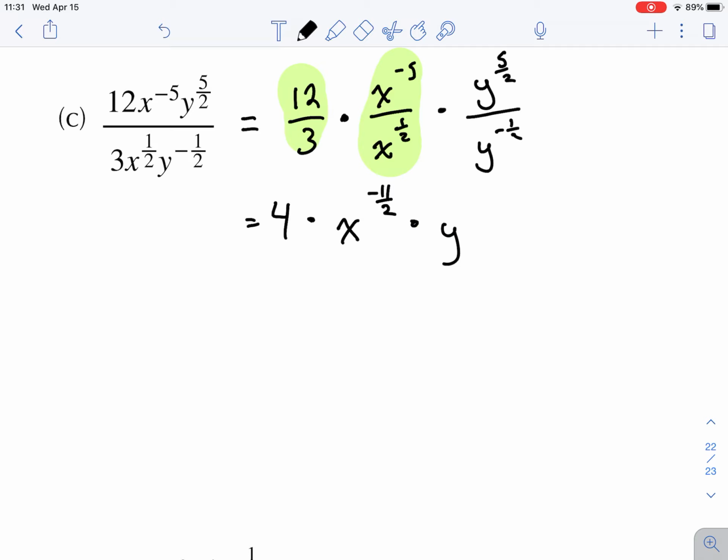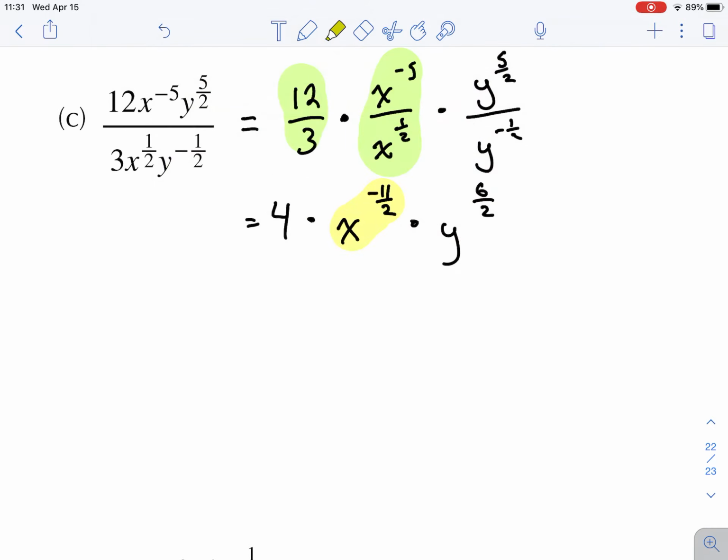Times y, and we do 5 over 2 divided by negative 1 over 2. So we're going to subtract the exponents again. So 5 over 2 subtract negative 1/2 is going to be 6 over 2.